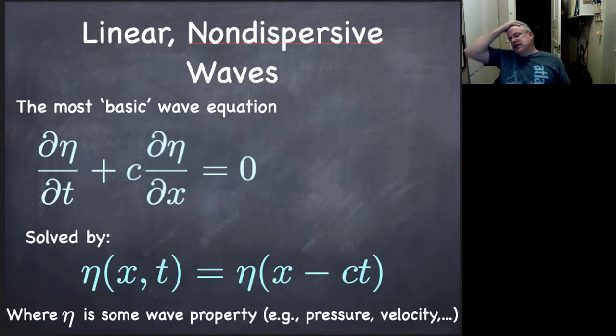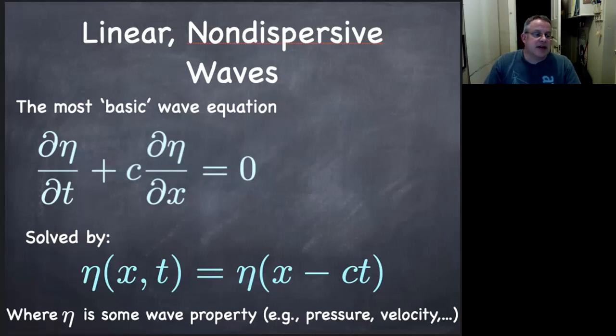Okay, so let's get into an equation that's a little bit more sophisticated than the inertial oscillation, which is the most basic wave equation, the linear non-dispersive wave, which has a constant c here. For some wave property eta, it might be sea surface height, might be something else, could be temperature, could be vorticity, doesn't really matter. We're looking at this equation, and so the time rate of change of this property is balanced by the spatial gradient in this property.